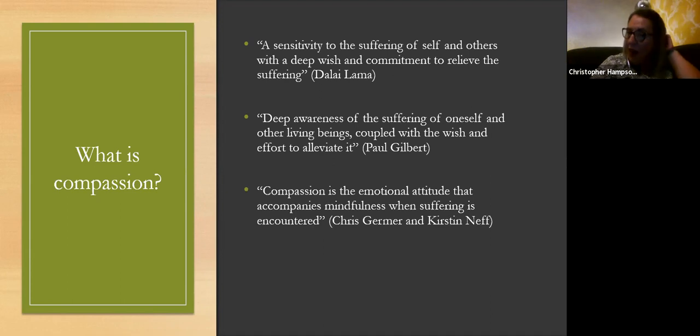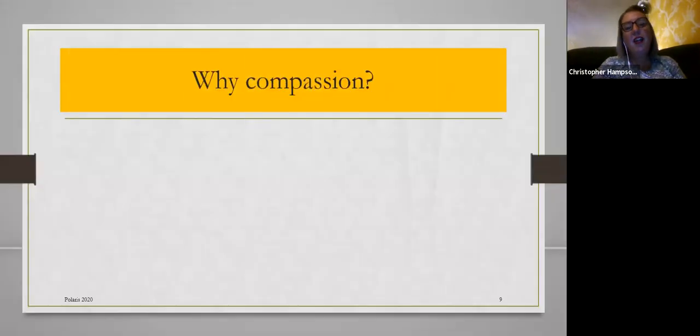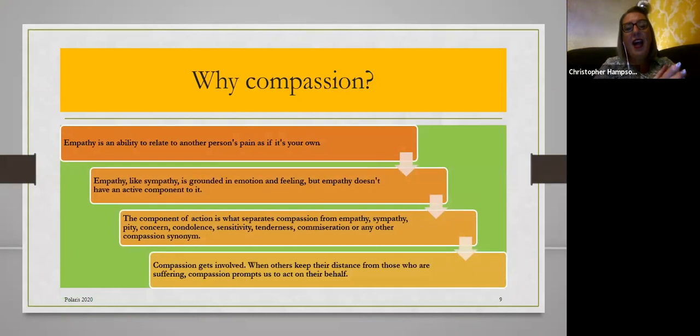And two pioneers from the USA, Chris Gerber and Kristen Neff, compassion is the emotional attitude that accompanies mindfulness when suffering is encountered. So why compassion? As therapists, we have empathy with our clients, and it's an ability to relate to another person's pain as if it's our own.